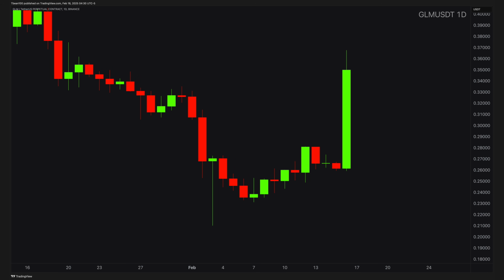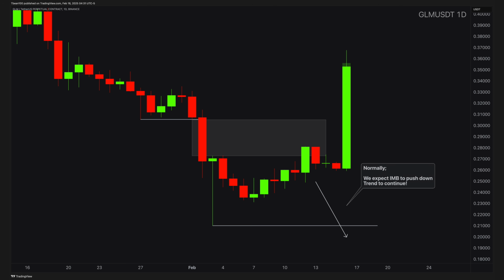GLM was one of the great top gainer coins today. But how did all these price actions start? Let's talk about that first. As you can see on the daily chart, this price action was bearish before. Structures were breaking downwards. Notice the imbalance here. What is the purpose of an imbalance? It should keep pushing the price in the direction of the main trend. So the expected move was to have a new break downwards. But what really happened here?